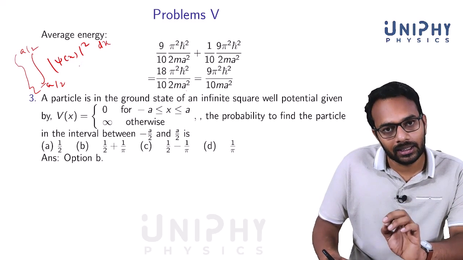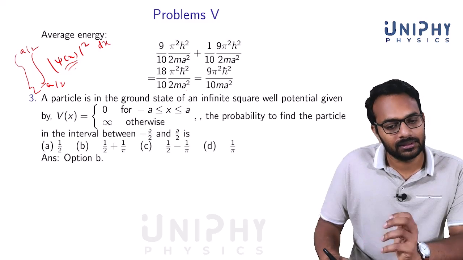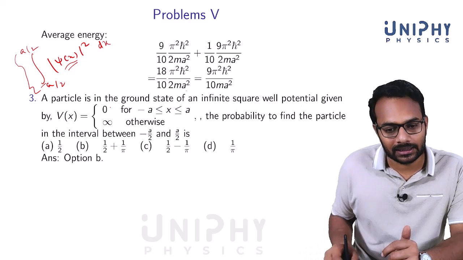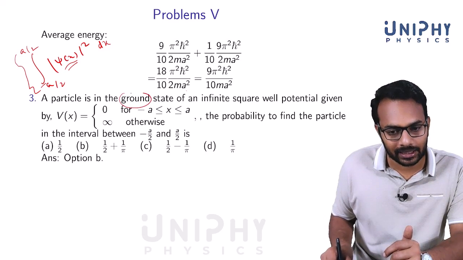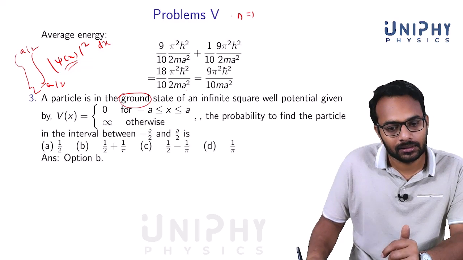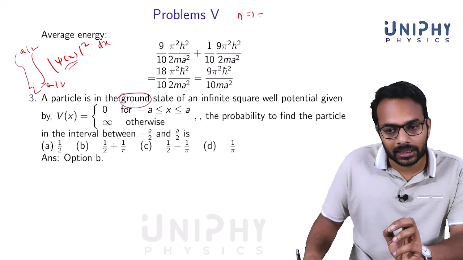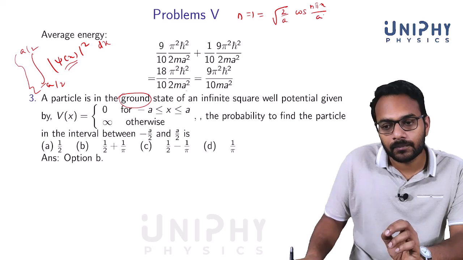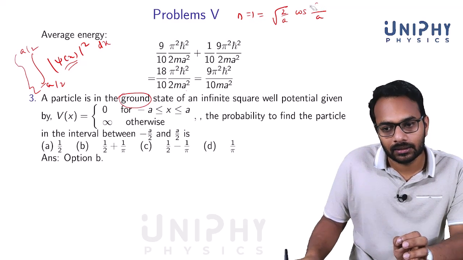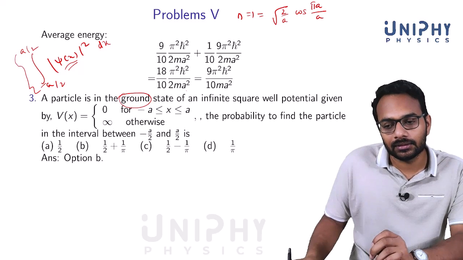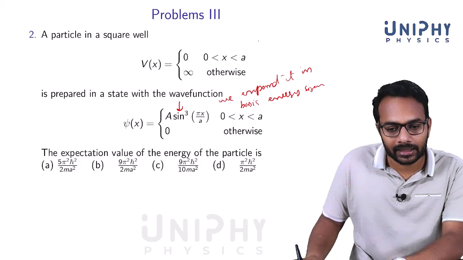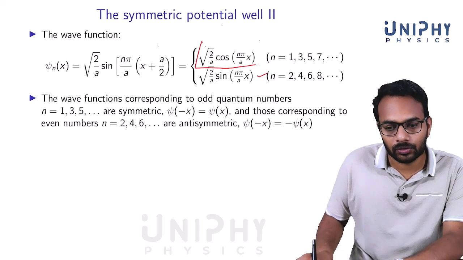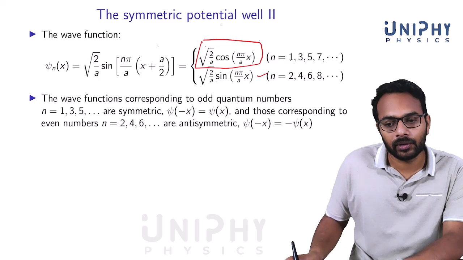The only subtle issue here is that we have to write down psi of x. That's given. It's in the ground state of an infinite square well potential, which means that n equal to 1. We see that it's a symmetric potential, so we know that we have to choose square root of 2 by a cos n pi x by a as the wave function, for n equal to 1, 3, 5, 7. I have taken this directly from here.